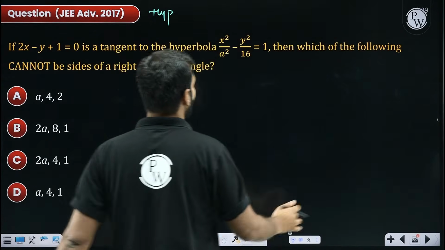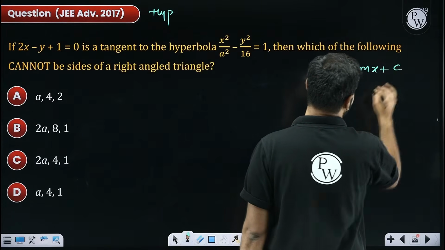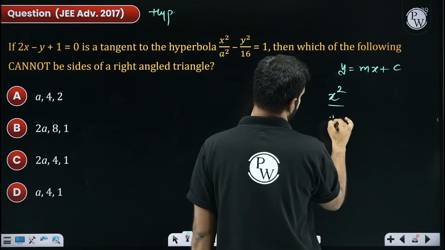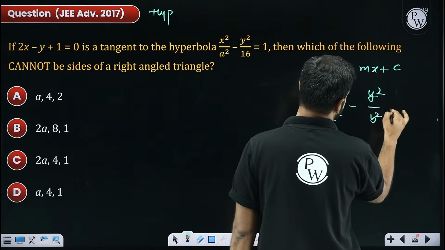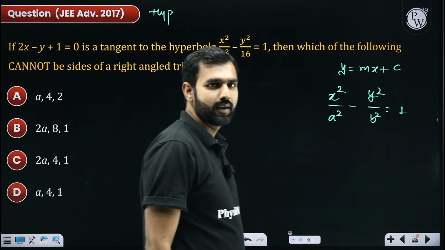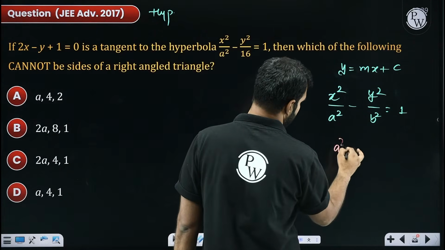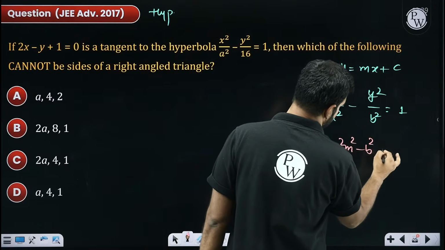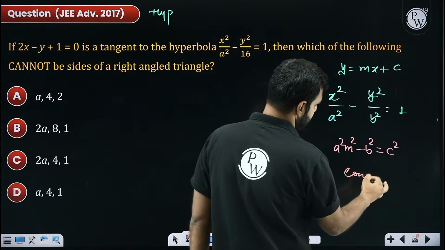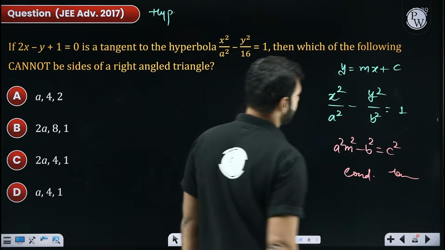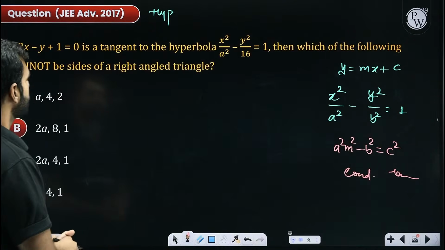Now from here, all I'll say is, do you remember the condition for tangency? Let's say there is a straight line y is equal to mx plus c, and there is a hyperbola x square upon a square minus y square upon b square is equal to 1. In that case, what is the condition for tangency? It is given by a square m square minus b square is equal to c square. Do you remember that condition for tangency? Do you remember that, all the participants? That's exactly what I'll apply here, and I'll be solving this question with that.